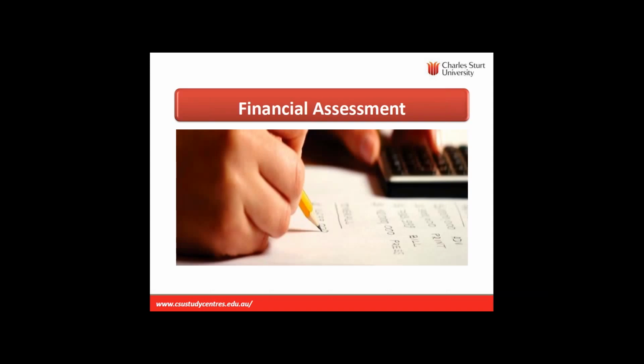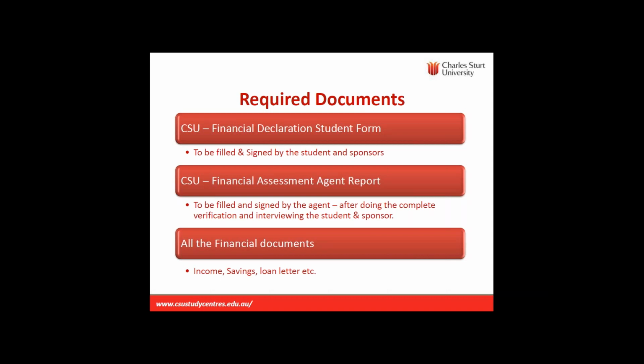The financial assessment. This is one of the most important parts as well. It is almost the final stage before getting the ECOE, the Electronic Confirmation of Enrollment. For required documents, we would need to submit the financial declaration student form. This is the form where your student states and confirms that he or she has enough funds to cover the tuition fees and living expenses in Australia. Or if there is a sponsor, it needs to be filled and signed by the student and sponsors as well.